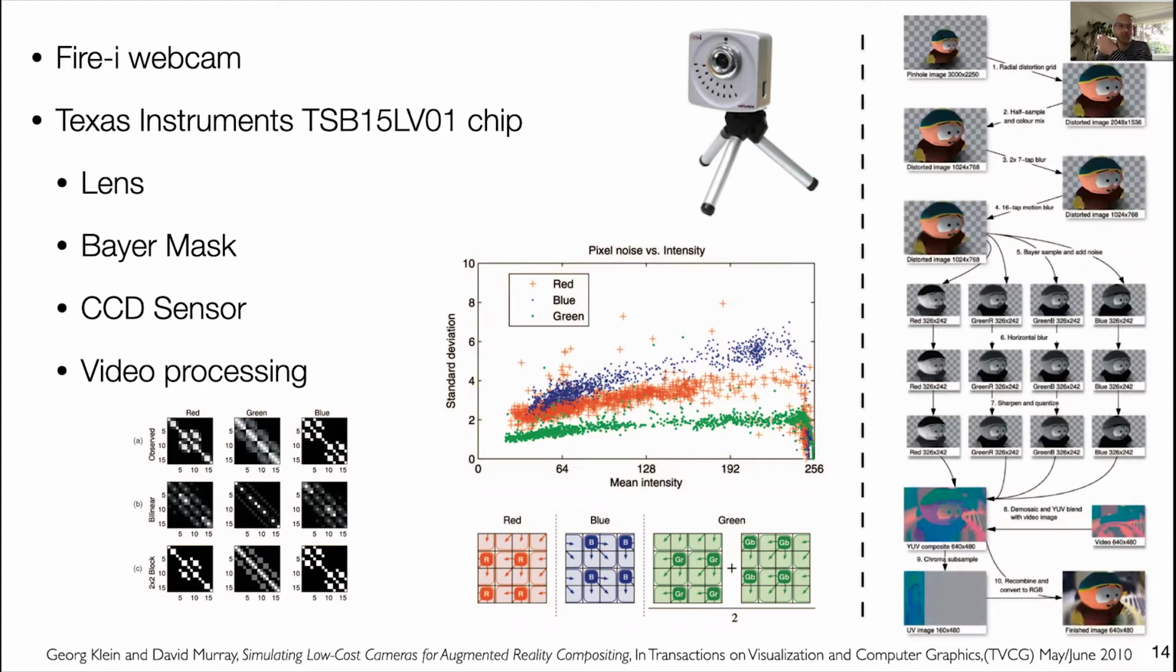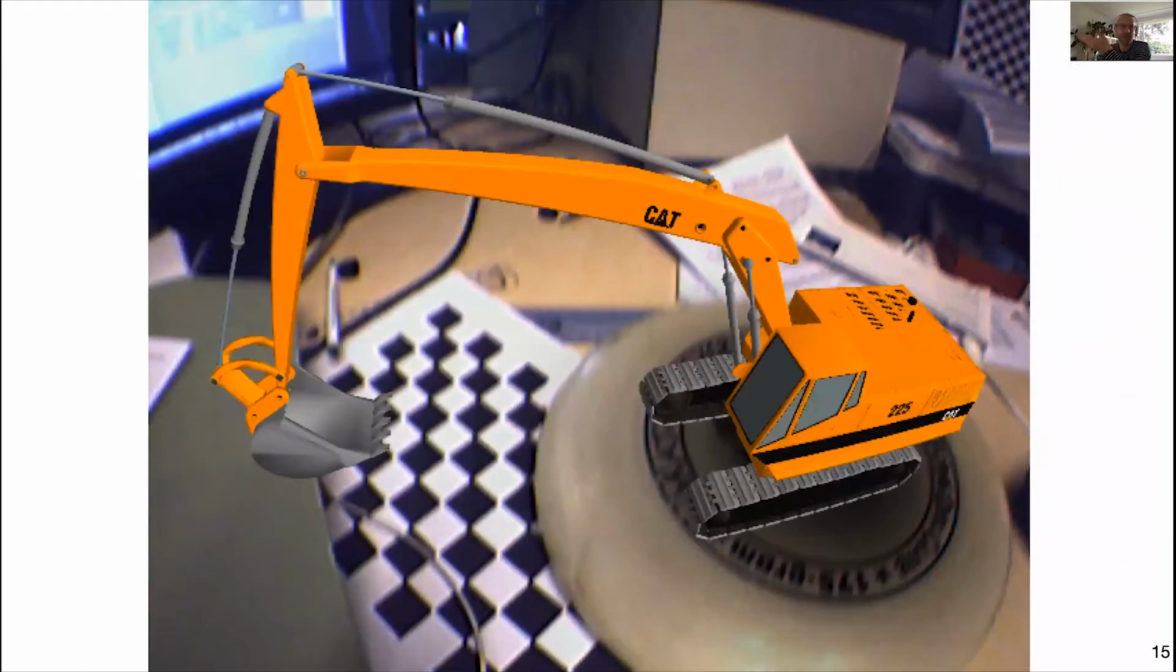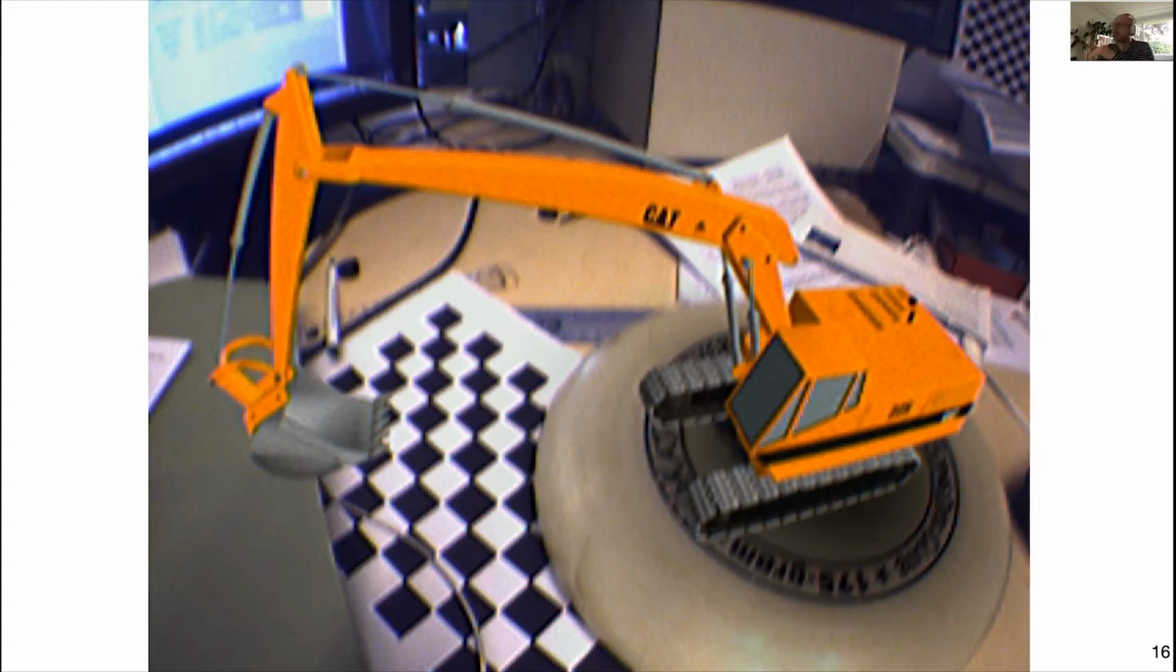So he coded up in hardware a camera pipeline that is simulating all the specifics of the camera. That's simulating the lens, the Bayer mask, the CCD sensor, and the video processing. And he applied this camera pipeline to all the renderings. By doing so, instead of having this digger with a high quality that clearly stands out, he's applying the camera characteristics to the digger as well. And this is what you see here. Of course, he's decreasing the quality, but by doing so, the digger now blends in more nicely with the background.